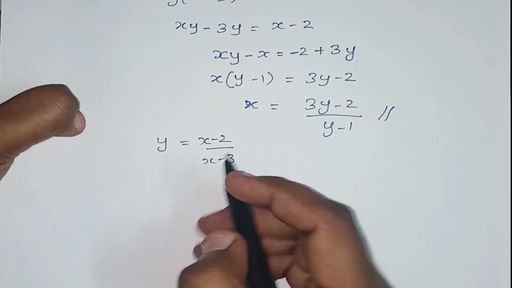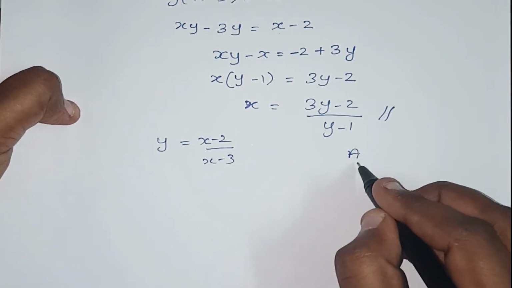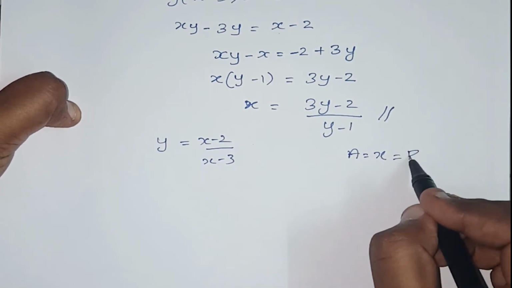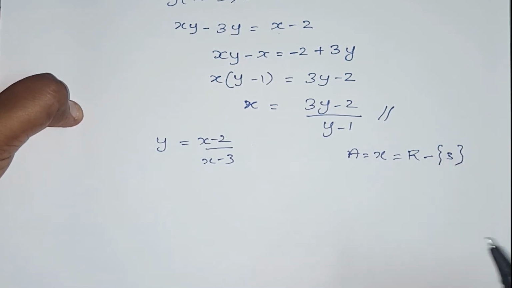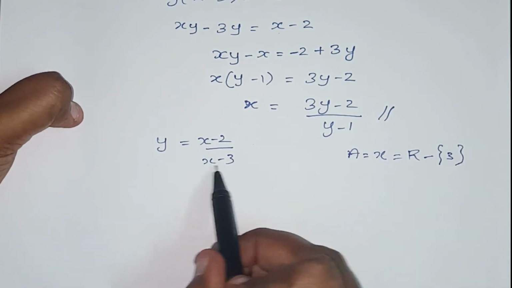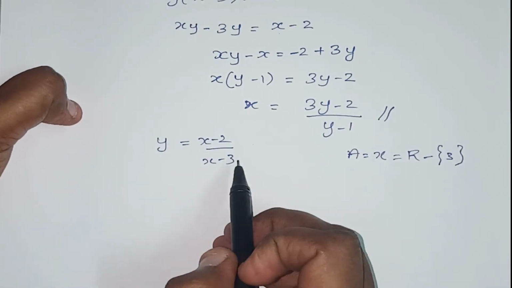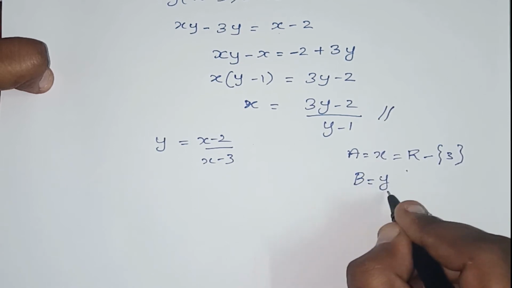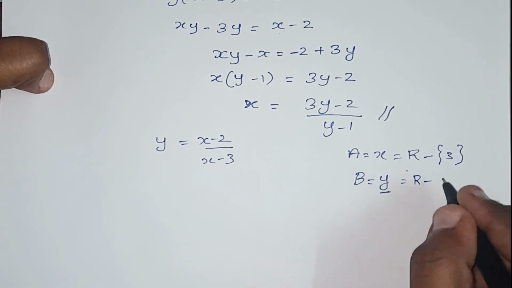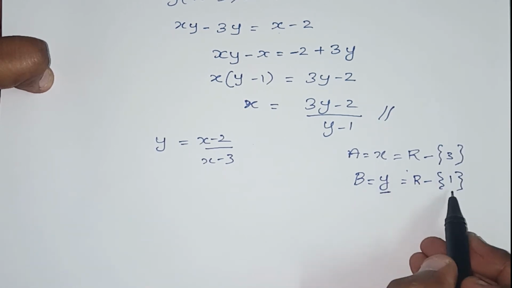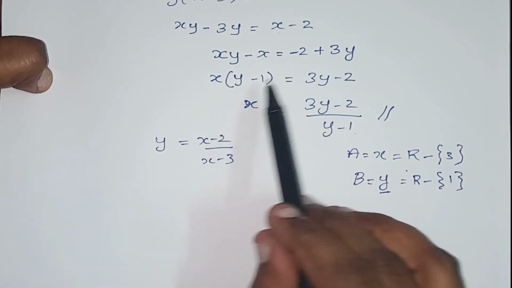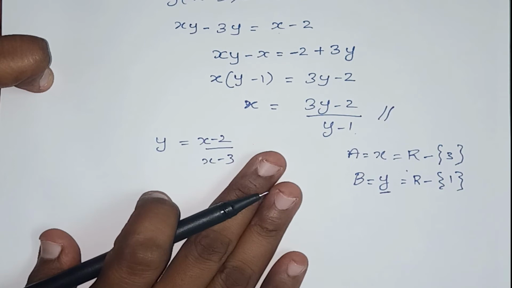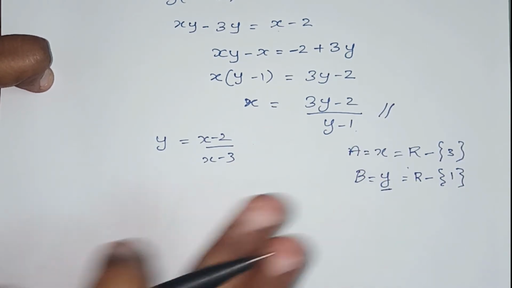In this question, the given A is nothing but our x values, that is, the domain. So all x values are real numbers but not equal to 3. If I take x equal to 3, then 3 minus 3 is equal to 0, so y would be infinity. Next, B is nothing but our y values, given as real numbers but not equal to 1. If y is equal to 1, then 1 minus 1 equals 0, so the x values would be infinity. So it is obviously showing that our codomain and range are equal.